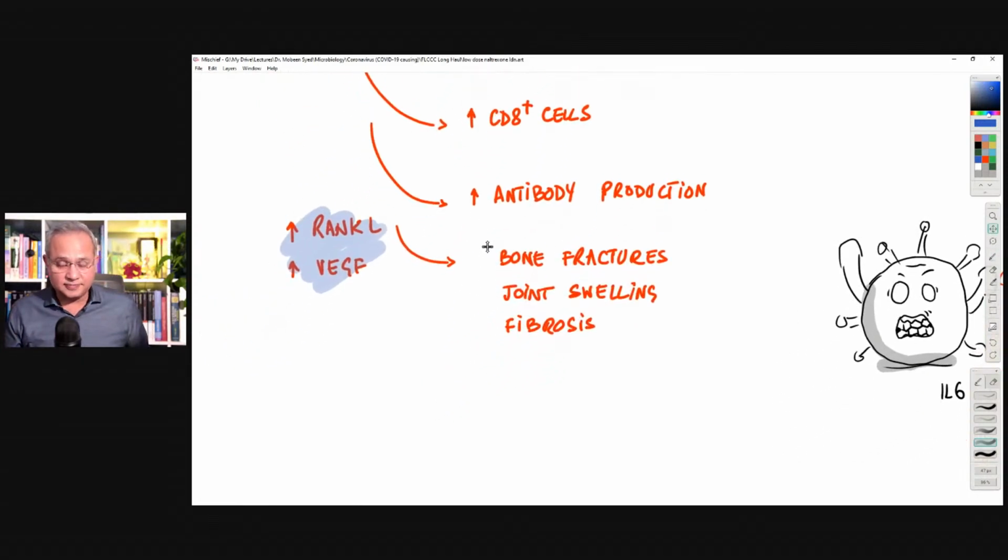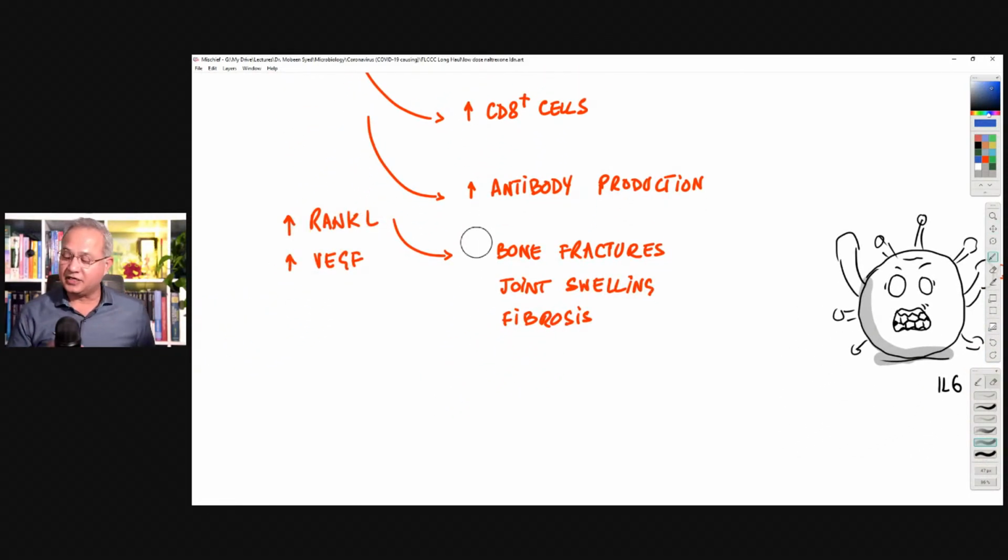Interleukin 6 causes an increase in RANKL proteins, the ligand for RANK production. RANK receptors are present in the bone cells, and if you produce RANKL, the ligand for those receptors, then the bone cells start breaking down, or bone resorption occurs, or osteoclastic activity occurs. And I'll explain that in a bit.